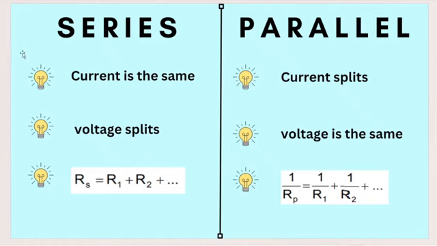Okay. Series versus parallel. This is just some theory that you need to know. In series circuits, the current is the same everywhere. In parallel, the current splits. In series, the voltage splits. In parallel, the voltage is the same. And there's your formulas for calculating resistance.